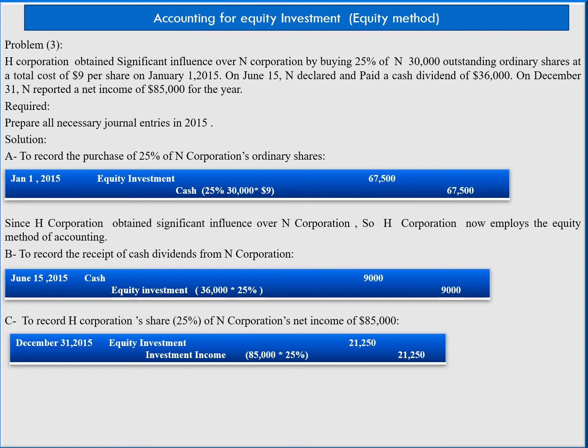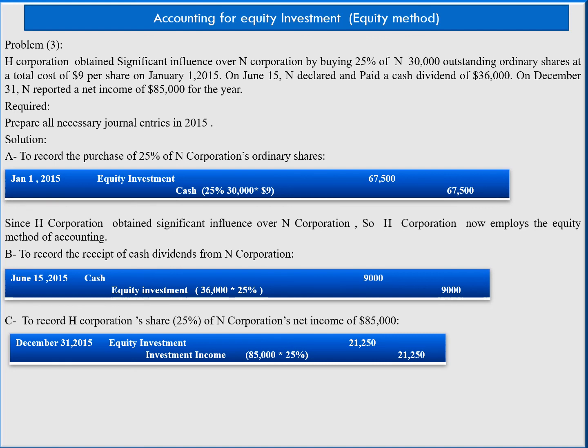تعالوا نعمل recording يا شباب. June 15 2015 أنا هستلم الكاش ديفيدند يبقى debit side cash credit side equity investment. طب يا شباب الفاليو بتاعتي هو عمل distribution لكام؟ $36,000 total cash dividend. نصيبي في الديفيدند ده كام يا شباب؟ 25% يطلع كام؟ $9,000.